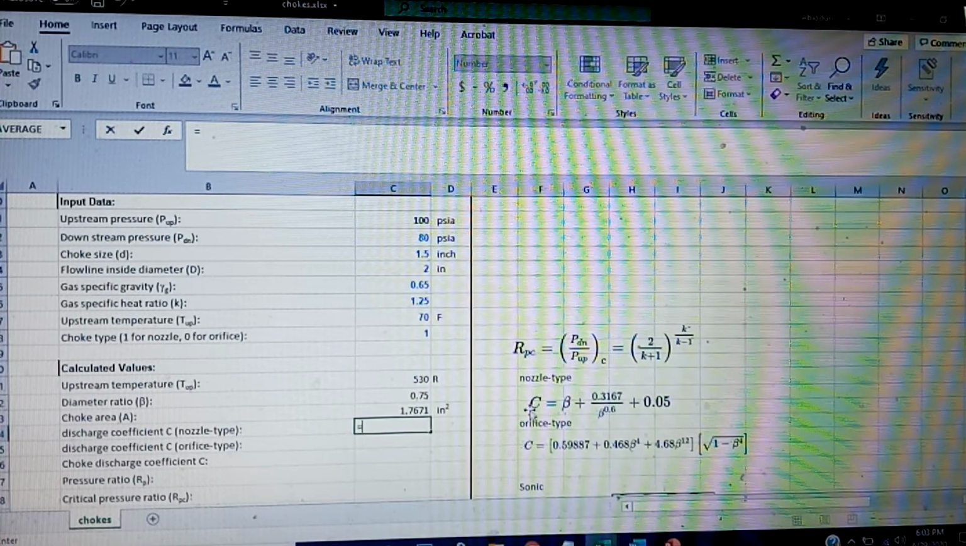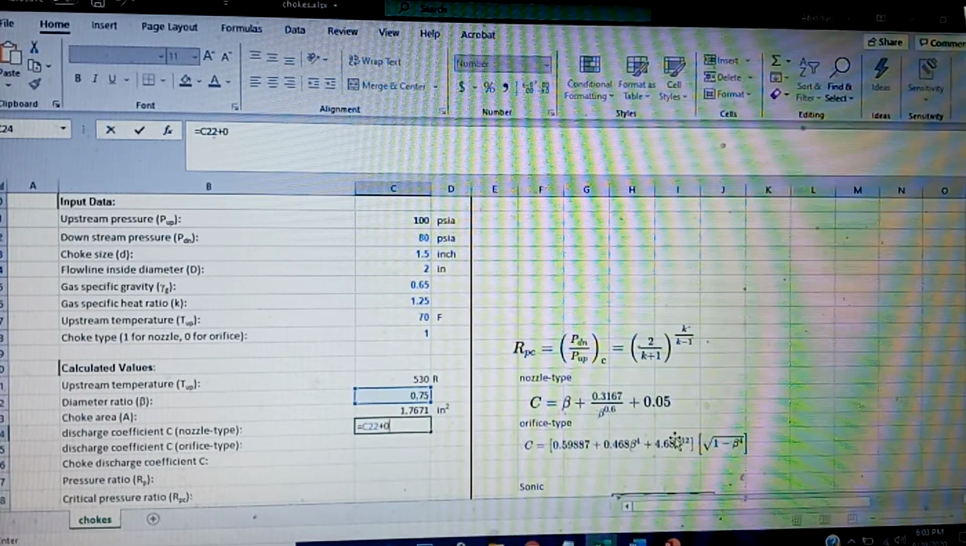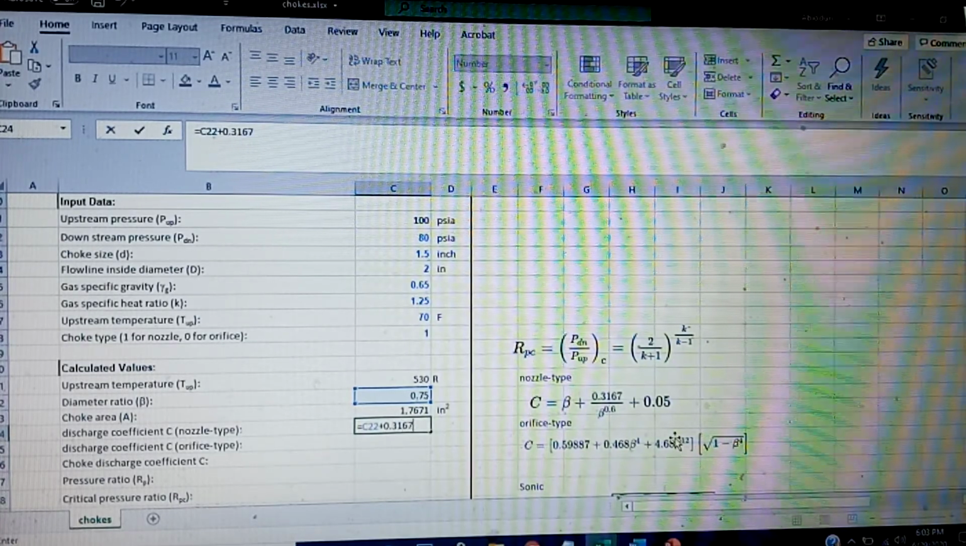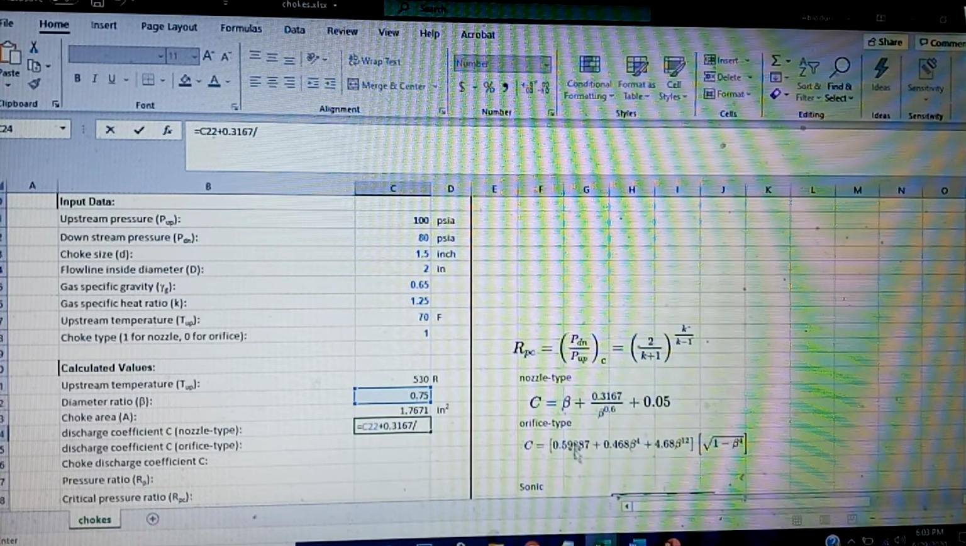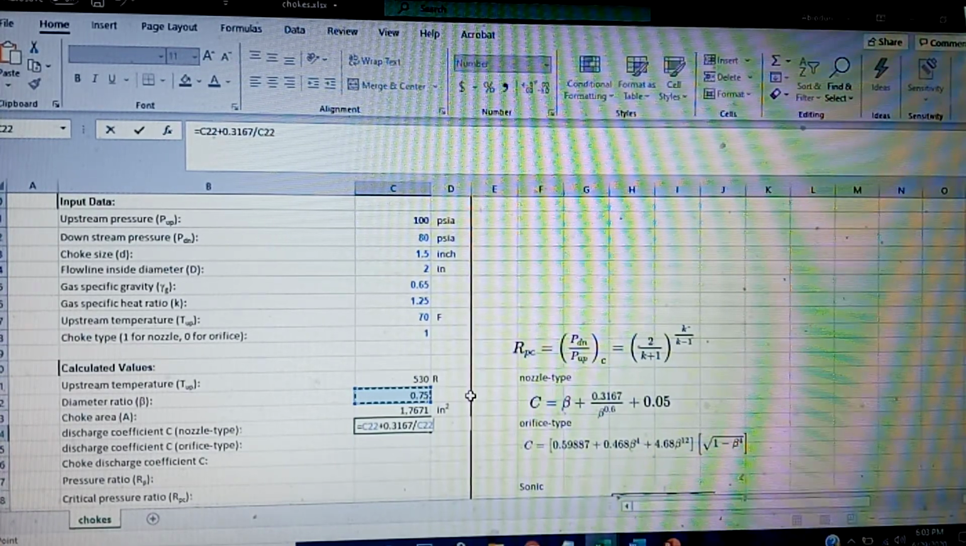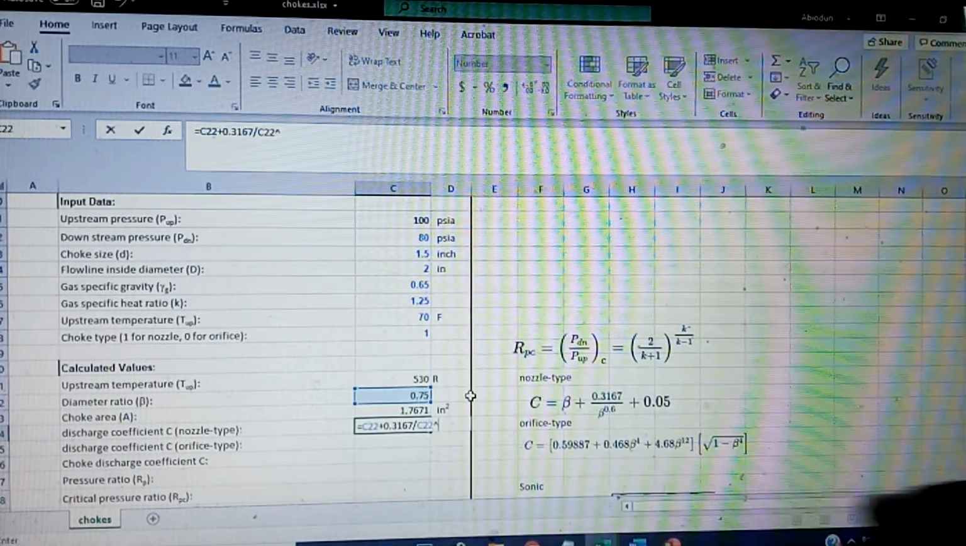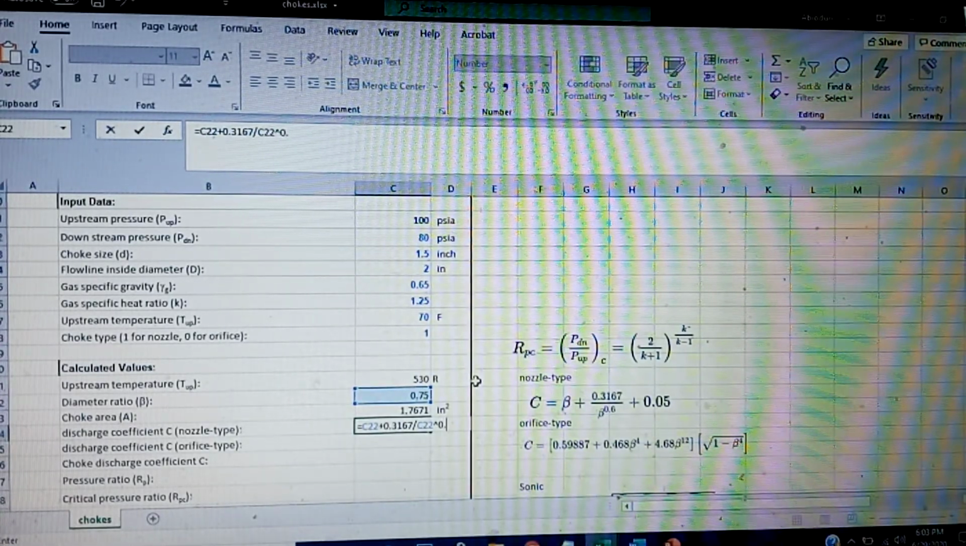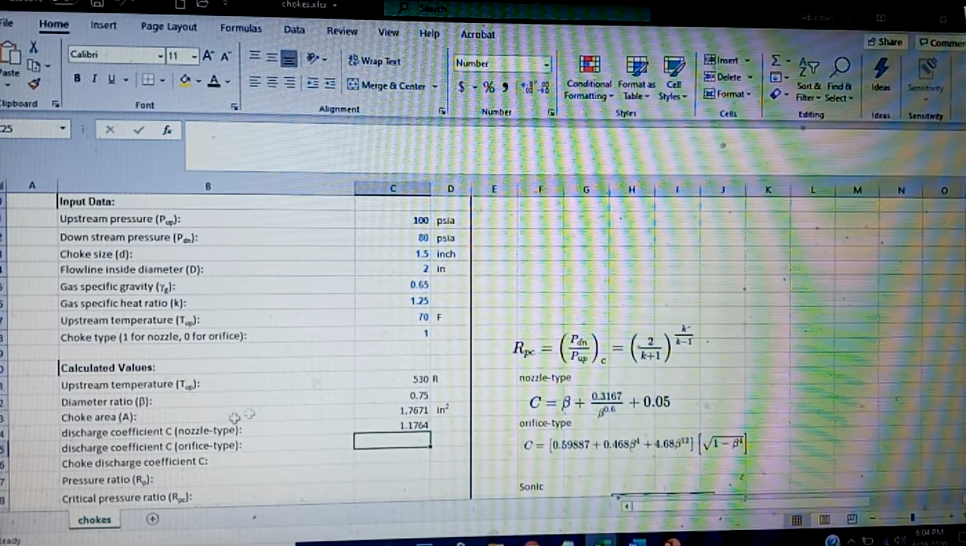this is the equation we are trying to equals beta, which is the diameter ratio. So I click on that, plus 0.3167 divided by, slash beta to power of 0.6. So beta is diameter ratio. I click on that again. Then I do cap, shift 6, that's the cap. Then 0.6, cap 0.6. Then plus 0.05. That's it. So if I have a nozzle type, that will be my C.